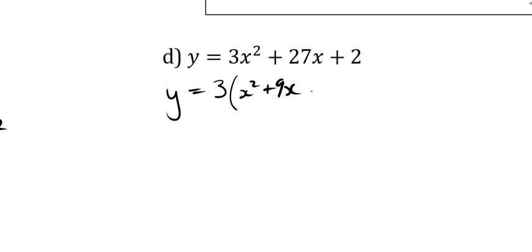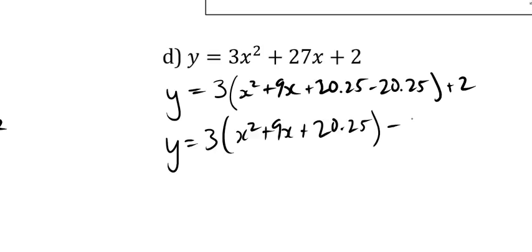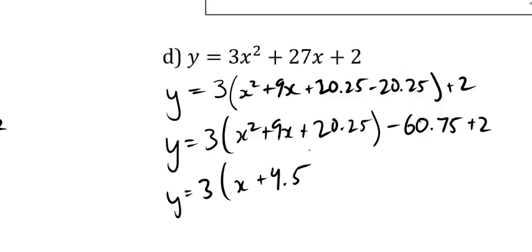What's 4.5 squared? So just 20 plus 20.25 minus 20.25 plus 2. Y equals 3x squared plus 9x plus 20.25. Bracket, 3 times negative 20.25 is negative 60.75. And then write it in vertex form. And it's x plus 4.5, half of 9, squared minus, in this case, 58.75.